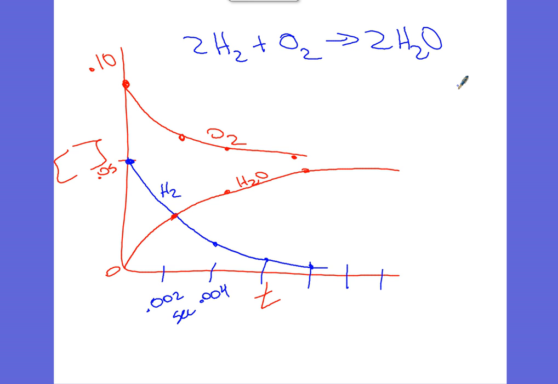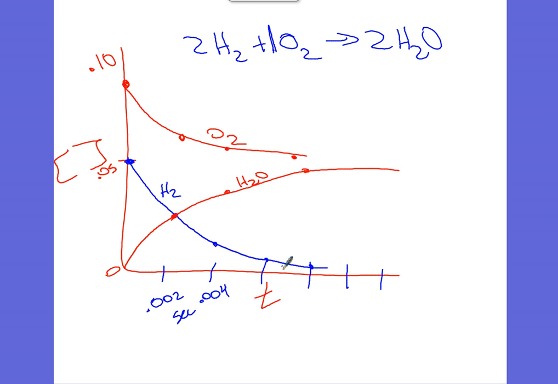Why do you suppose? Yeah, you lose 2 hydrogens for every 1 oxygen you lose. You lose 2 of these for every 1 of these. So the rate or the concentration of hydrogen is decreasing at twice the pace.